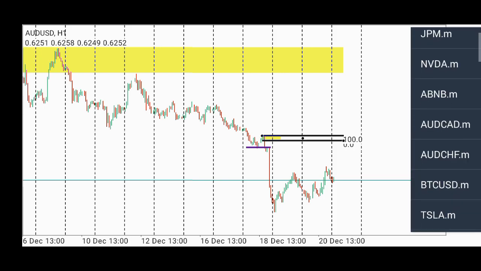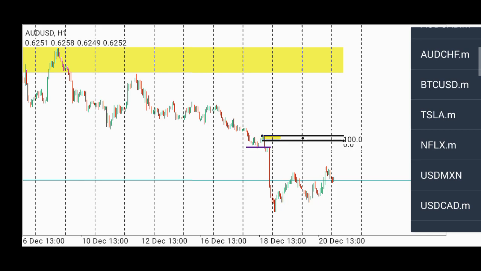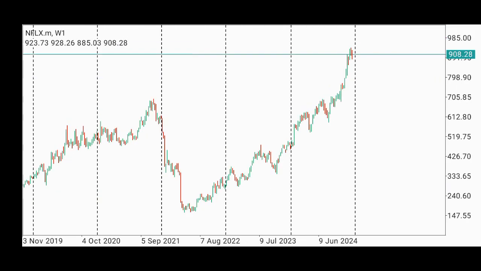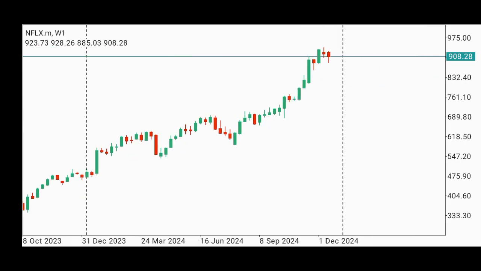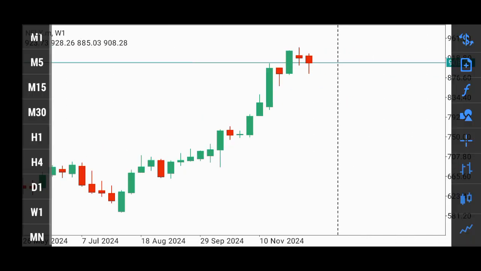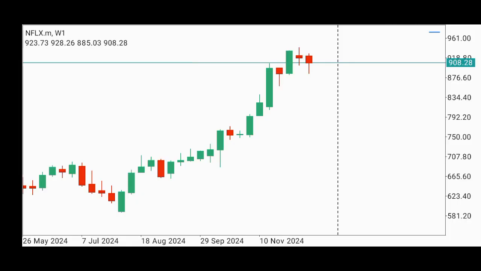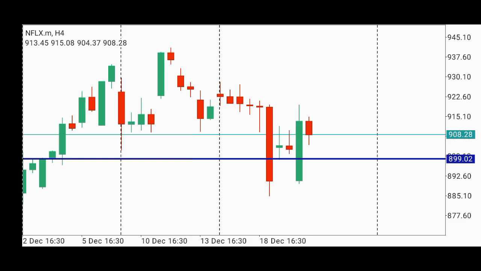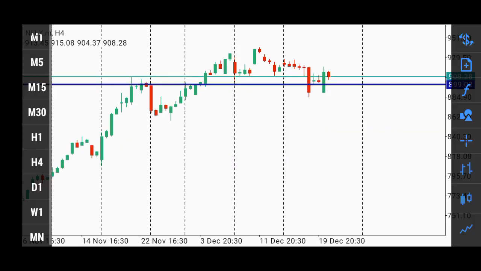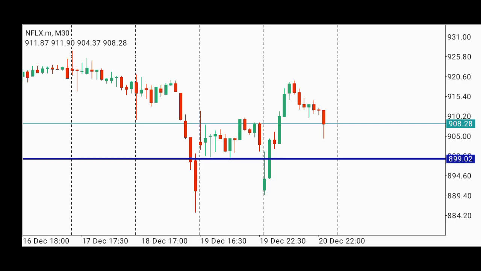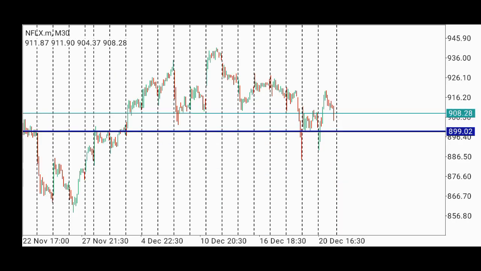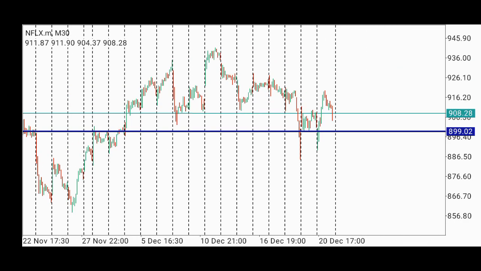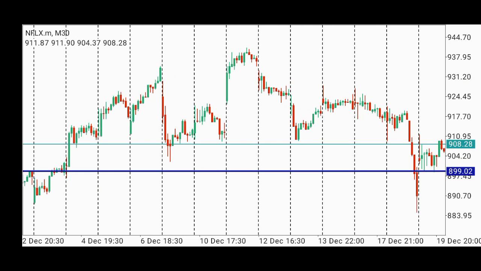Let's check the stock market. At least let's see what Netflix is doing. What Netflix has for us. Wow, Netflix has been so bullish, and we expect a buy from this zone. So let's go. Still bullish, it's still very bullish. And look at what price is doing.